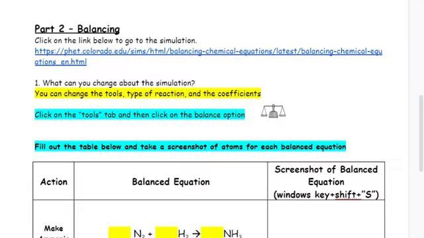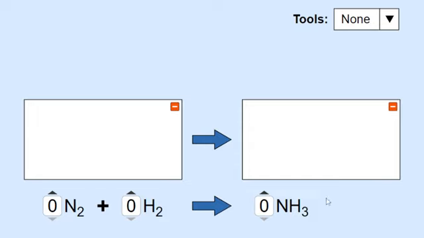So the first question says here, all right, what can you change about this simulation? So play around with it. Click around to see what you can alter. And let me know in the chat when you find something you can.